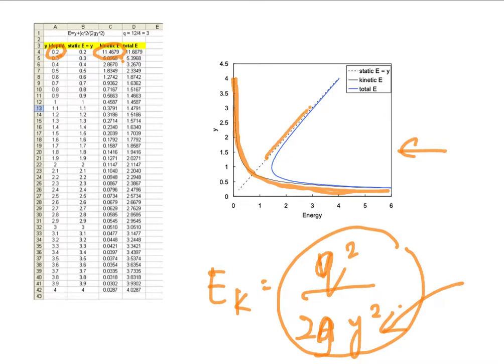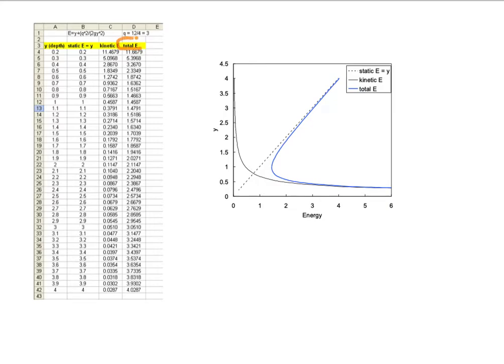Okay, so the straight line here is static, and the curved line here is kinetic. So we have two lines. Then finally we need to draw the total energy line. How to calculate the total energy line? It's very simple. We just add the value of static energy to the value of kinetic energy. If you look here, the static energy becomes higher and higher because the value of y becomes bigger and bigger, but the kinetic energy becomes lower and lower.